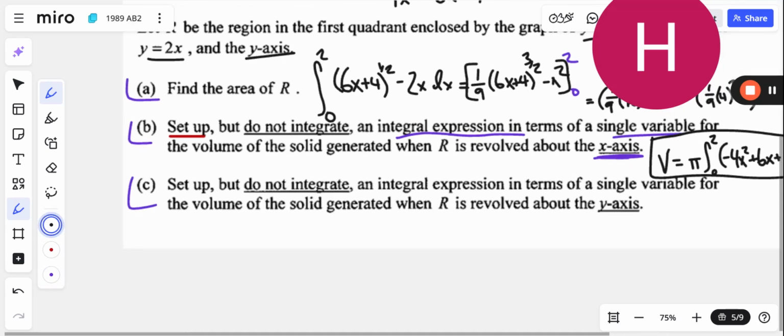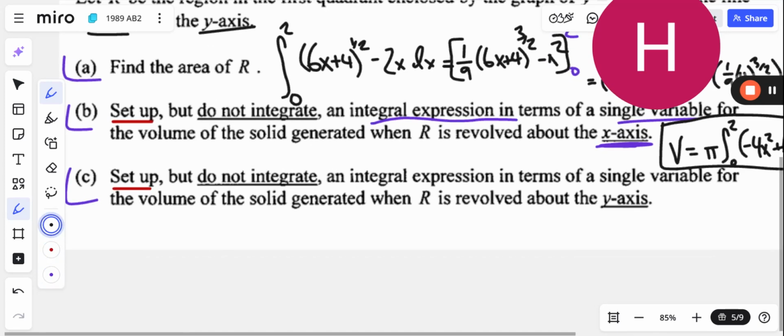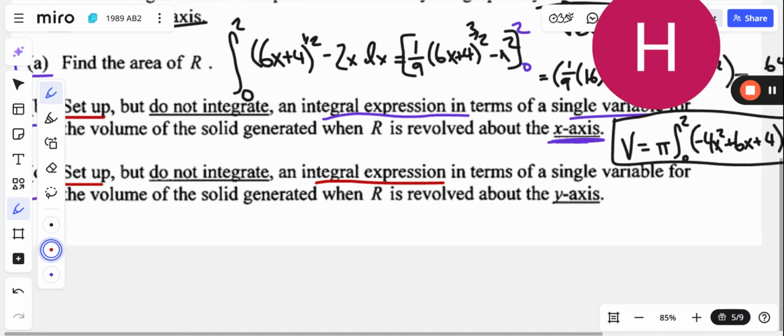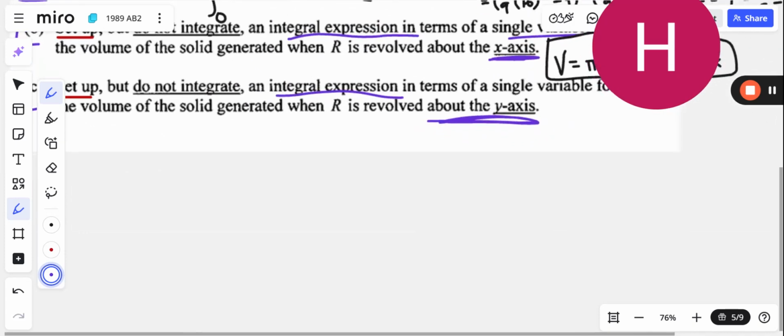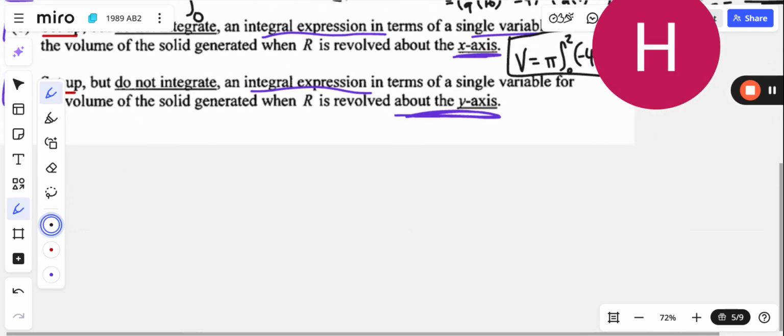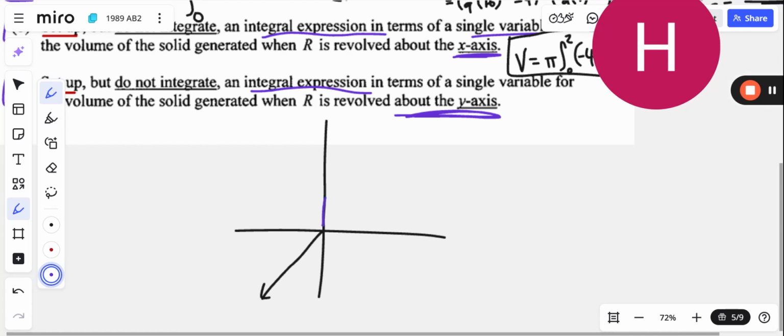Speaking of which, set up, but do not integrate, an integral expression in terms of a single variable, again, but in this case, we're going to be revolving around the y-axis. So you'll notice that in this case, we're going to want to look at things dy, because the y-axis is a vertical line, but also the y-axis is one of the boundaries, right? So we're going to end up with disks, not washers.